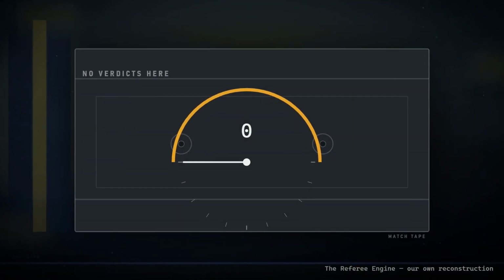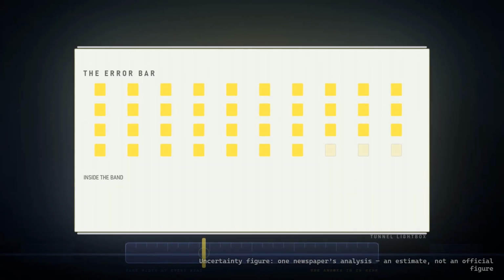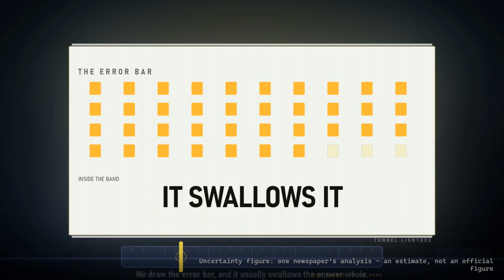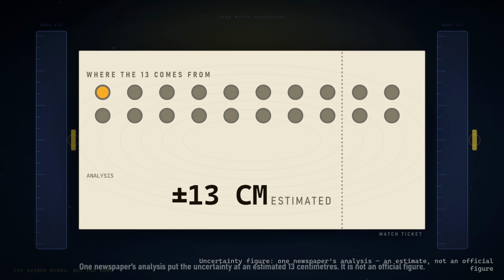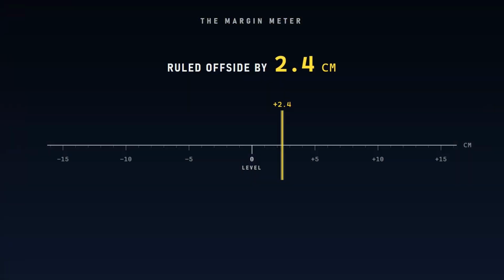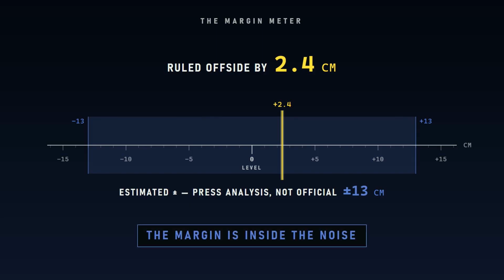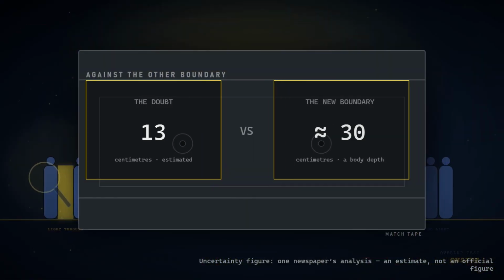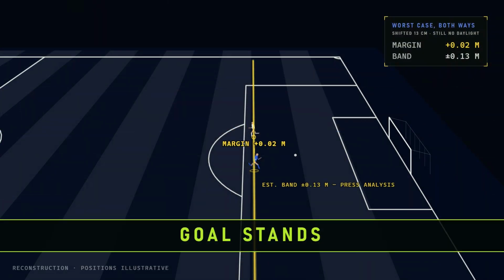Now, you know we do not hand out verdicts here. We draw the error bar, and it usually swallows the answer whole. On this call, one newspaper's analysis put the uncertainty at an estimated 13 centimeters. 13 centimeters of doubt is fatal to any 2.4 centimeter verdict you have been shown. It is nothing against a boundary a whole body away. Move our rebuild 13 centimeters the worst way, it still does not reach.